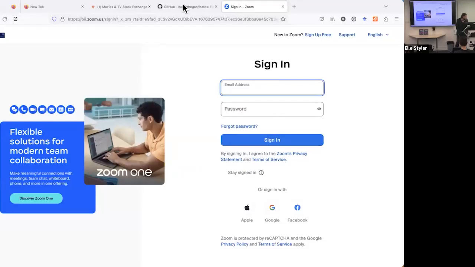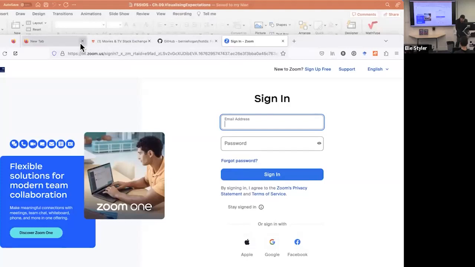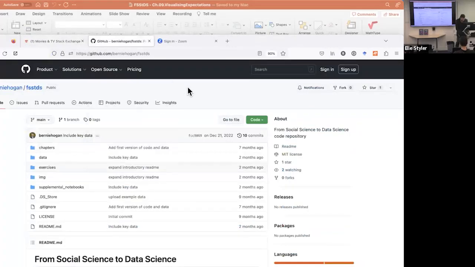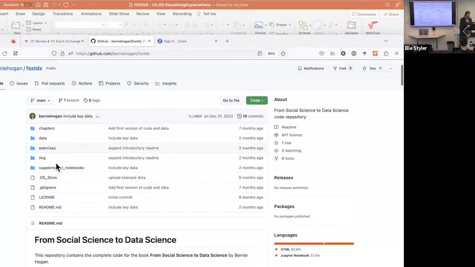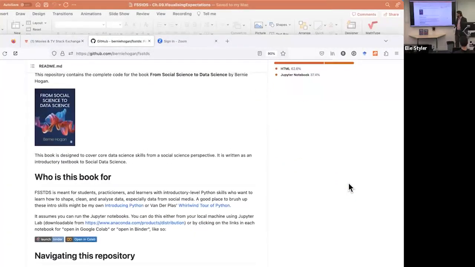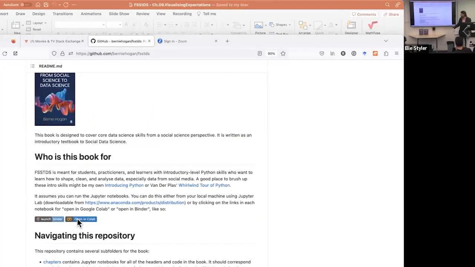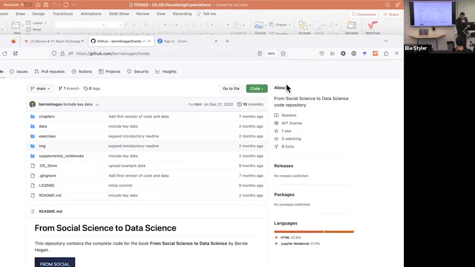Let's see, here is what the GitHub itself looks like. I'm clicking on Zoom things because it's got all these overlays on my screen. There we are. Here we go. And you can see there's the chapters, data, exercises, images, and supplemental notebooks. In the supplemental notebooks, there's things like how to use virtual environments and other things that just wouldn't fit. And then in the notebooks, it's literally the whole book itself. Each one of those you can also click to open in Google Colab or in Binder. So you don't even need to run it on your own computer. You can do the book almost just directly from the GitHub page itself.